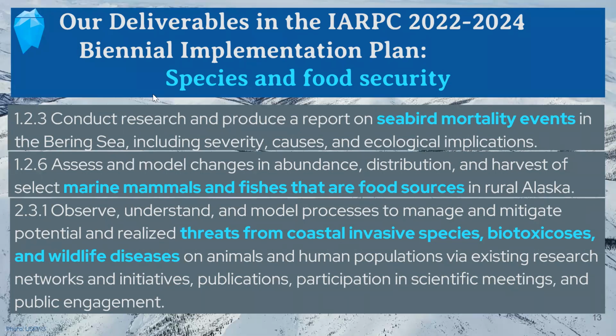So we have a couple of deliverables that we've identified within the broader plan that we see ourselves contributing towards. The first group really deal with species and food security on the coast. So looking at seabird mortality events, changes in marine mammals and fishes that are food sources, and then threats from coastal invasive species, biotoxins, and wildlife diseases. Like I said, I'm going to go quickly through these. These are all listed out in the event webpage if you want to read them in more detail.